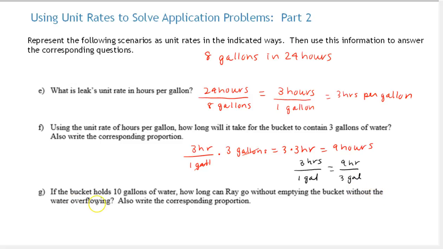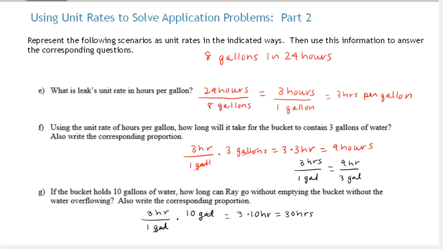Now, if the bucket holds 10 gallons of water, how long can Ray go without emptying the bucket without the water overflowing? Okay. So we want to find out how long it will take to have 10 gallons of water. That would be the absolute last minute he could empty the bucket, although it would probably be risky business with the bucket completely full. But that's the same idea. So we're going to use 3 hours for 1 gallon. Okay. And now we have 10 gallons of water, so it should take 10 times as long for 10 gallons to leak as 1 gallon. I notice my gallons cancel, and I get 3 times 10 hours, or 30 hours. So he can go 30 hours before emptying the bucket, although we recommend you do so sooner.